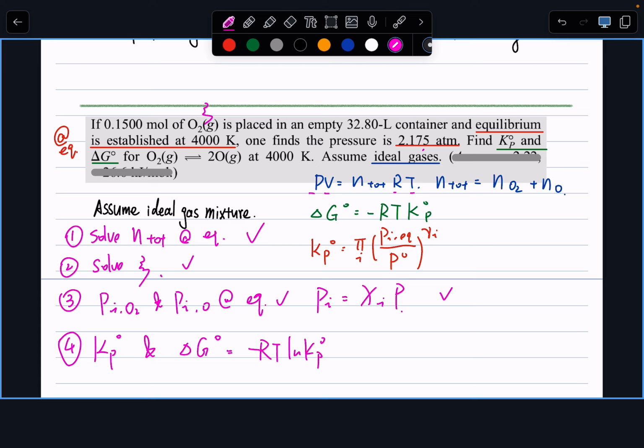And at last, we're ready to calculate my delta G of the reaction at 4,000 K, which equals negative RT ln Kp naught. And that gives me negative 26.4 kilojoules per mole. It tells me that's a spontaneous forward reaction to reach equilibrium there.